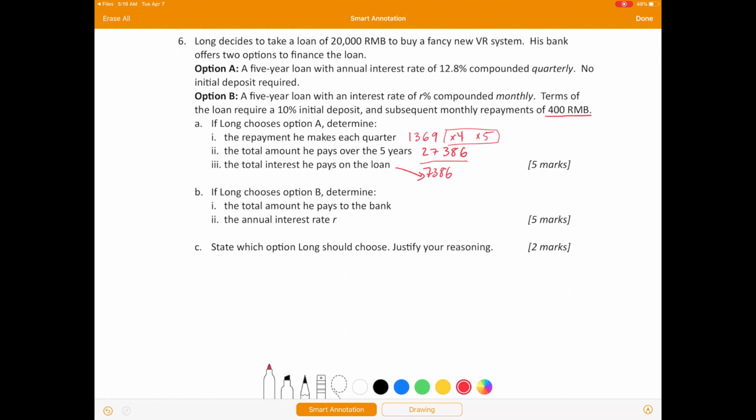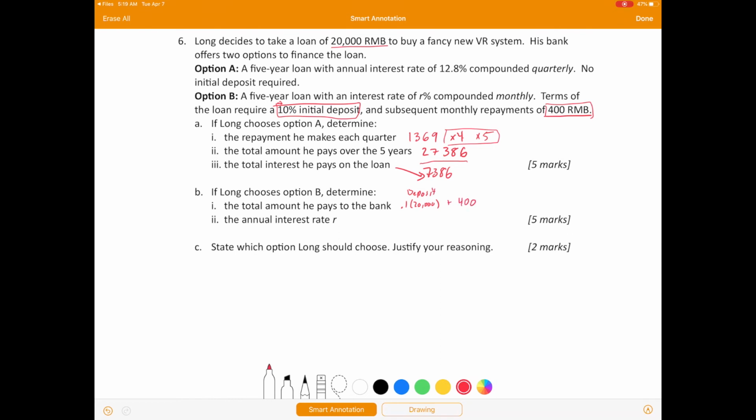Part I asks for the total amount he pays to the bank. Well, it says he does subsequent monthly payments of 400 RMB after a 10% initial deposit. So the 10% initial deposit is 10% of the 20,000. So 10% of 20,000, do 0.1 times 20,000. So that will be the deposit.